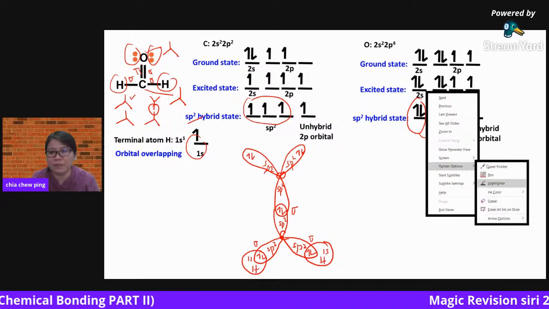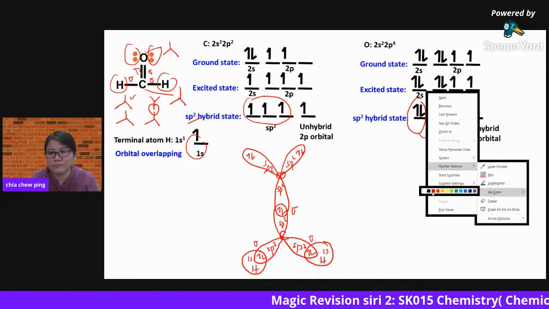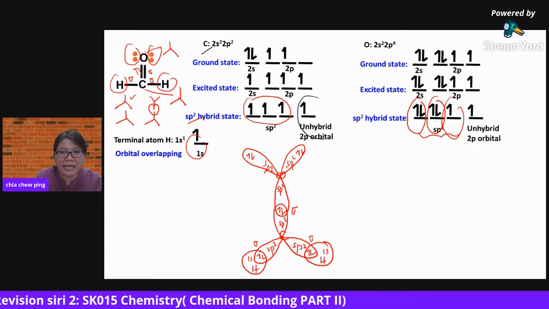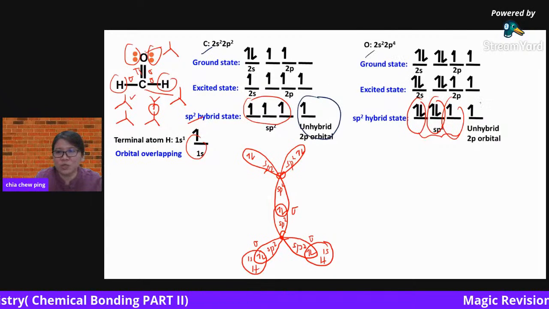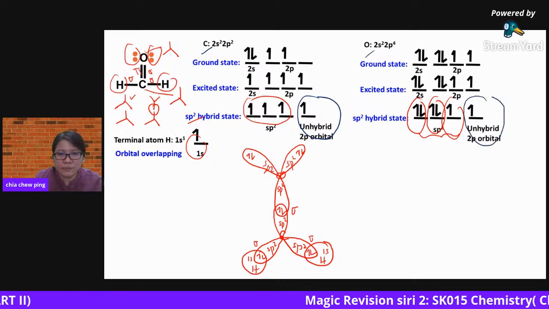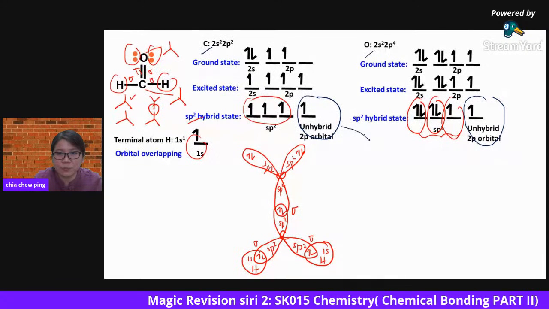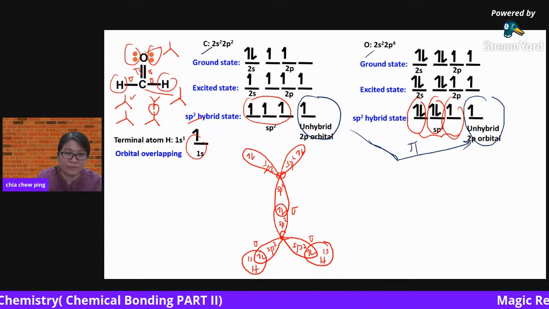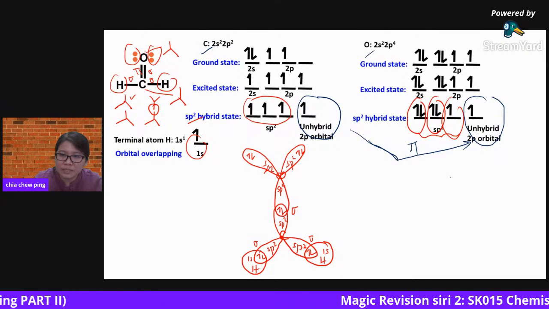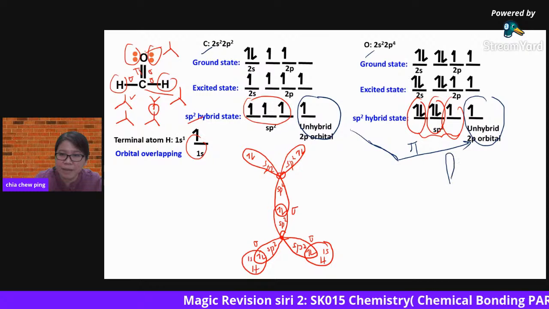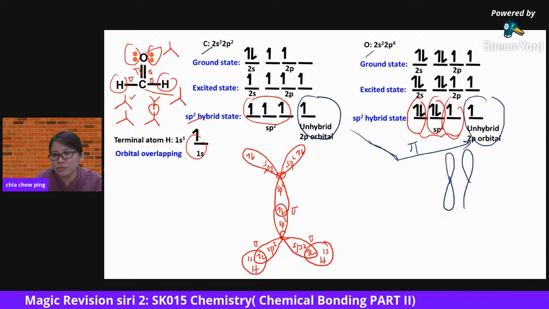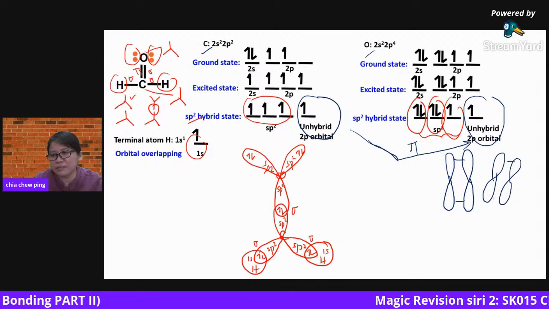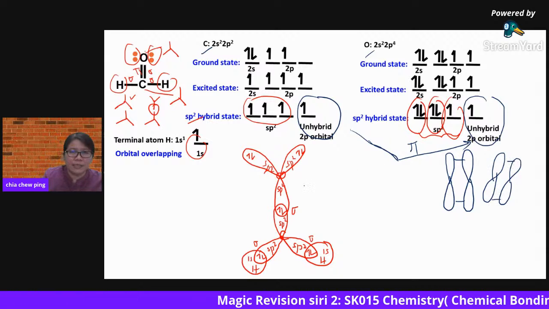Now I will draw the pi bond. Okay, so for the pi bond, the carbon contains 1 unhybrid 2p orbital. So oxygen also contains 1 unhybrid 2p orbital. So to form one pi bond, 1 unhybrid 2p orbital must combine with the other unhybrid 2p orbital to form the 1 pi bond. Okay, now as you know, to draw the pi bond, the p orbitals are in a parallel arrangement. So you can draw the parallel shape like this, or like this, as long as it is a parallel arrangement. Okay, so now I will draw the carbon for the pi.